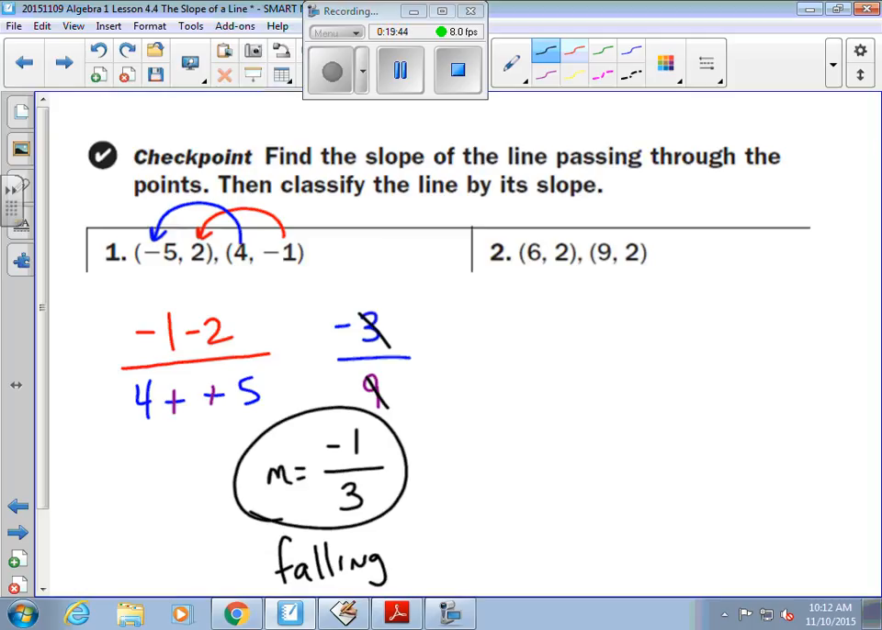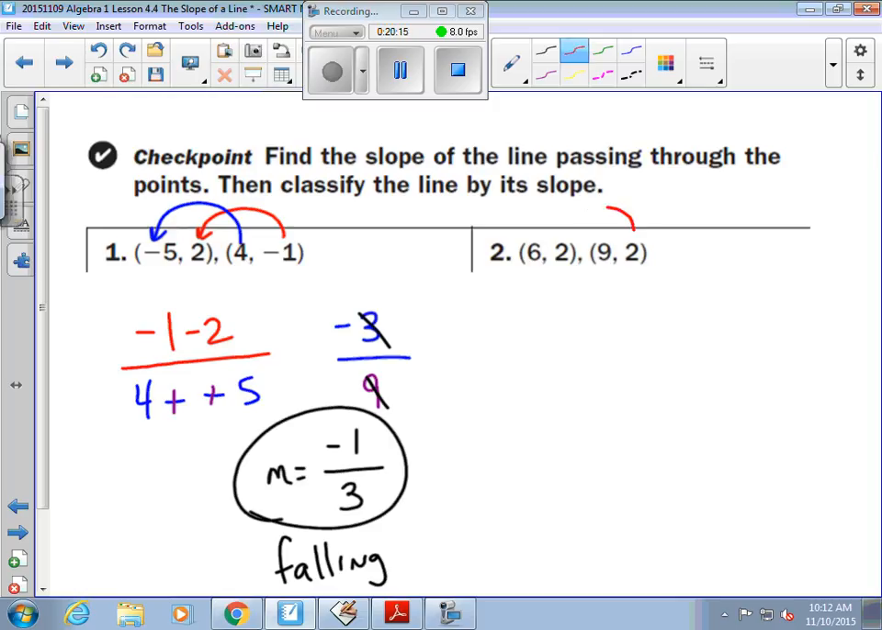The second one, 6, 2, 9, 2. Anytime you have the same variable or the same number in place of one of the variables, you can see how both of the y values have 2 right here. Anytime you have the same number, it is either going to be horizontal or vertical. You can be alert right away. Anytime you have the same number in the same spot, it will be horizontal or vertical. Let's determine which one it is.